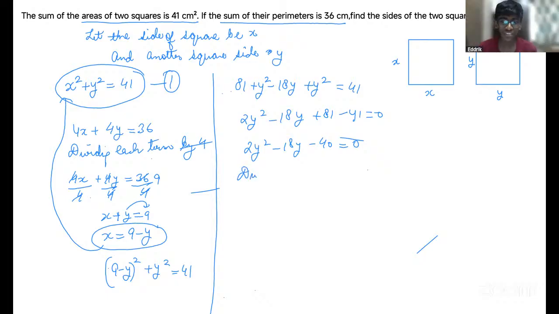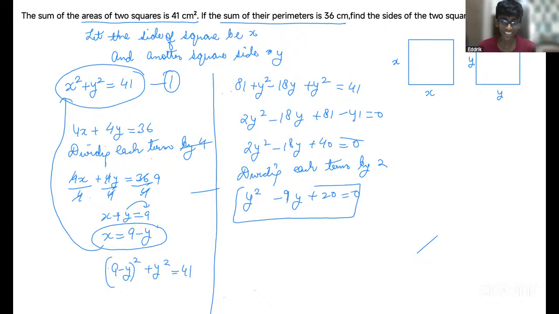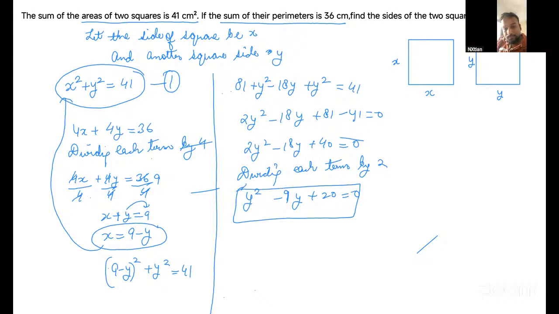So plus 40. This is the equation. Did you understand, guys?